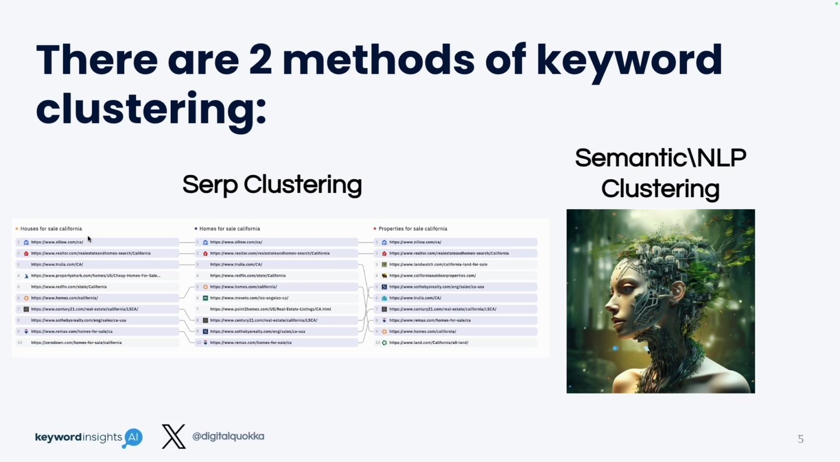So it could group all these three together, but it might think that properties is slightly different to houses. It might mean a different thing, so it might break it up. But it really depends on the language model you're using, and usually the setting you apply is how closely you want them to be clustered.